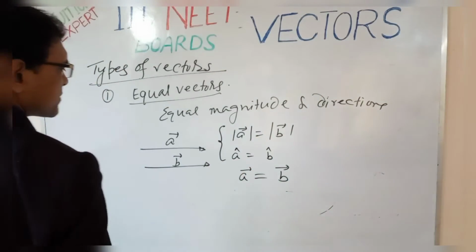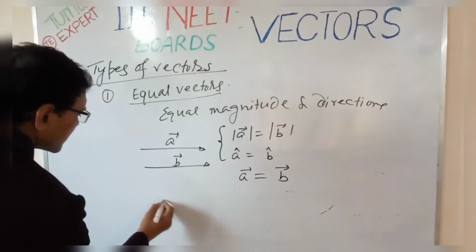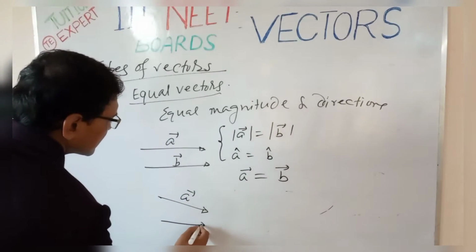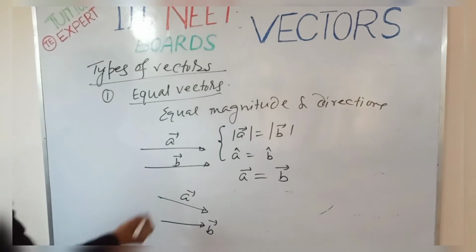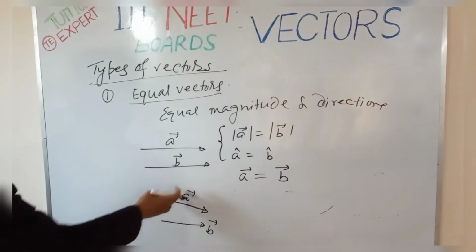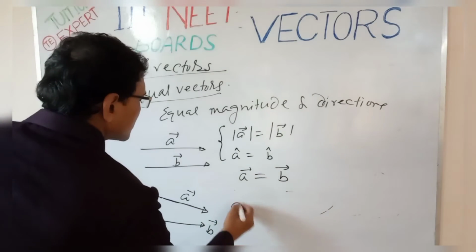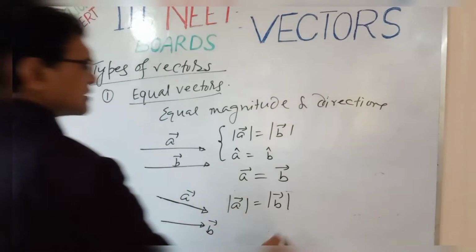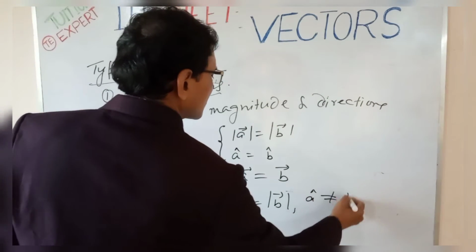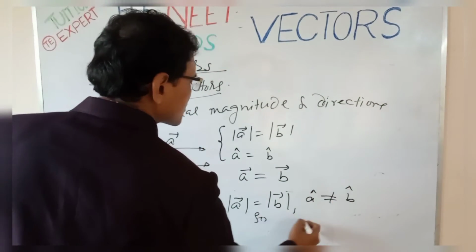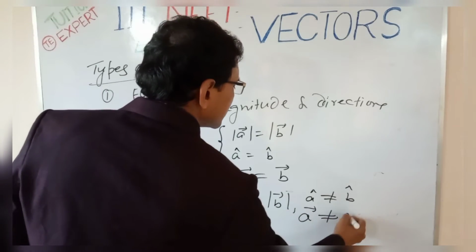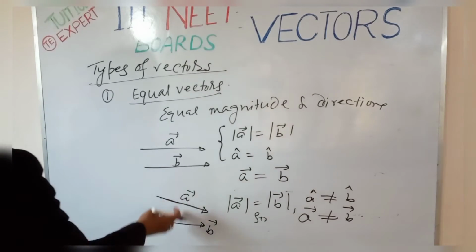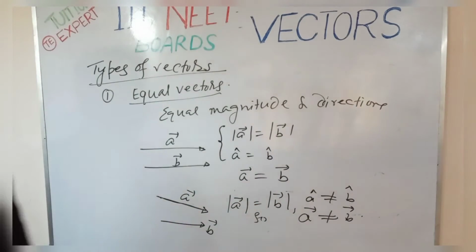Suppose one condition is satisfied, another is not satisfied. Suppose I draw the figure. Suppose this is A and this is B. Suppose A is inclined. Here both magnitudes are equal, but direction is not equal to B. So that's why we can say A not equal to B.